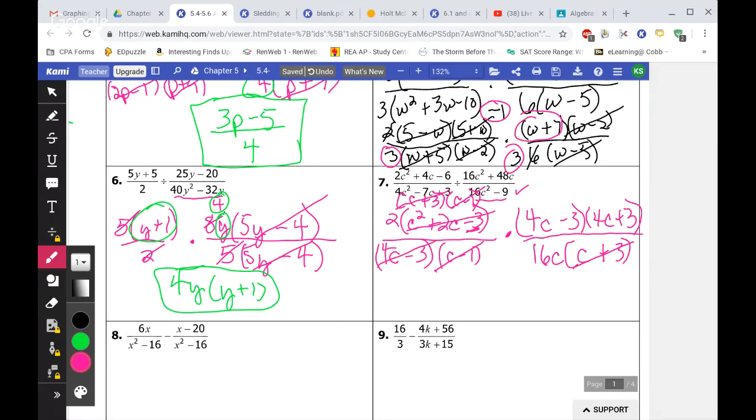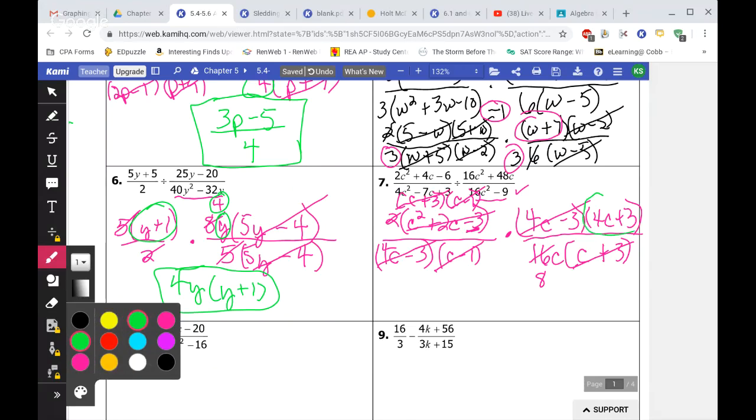Diagonally, we can cancel the 4c minus 3 with the 4c minus 3. And then we've got this 2, which cancels with the 16 and leaves us 8 at the bottom. So on the top, what we have left is 4c plus 3, and at the bottom, we have 8c. So 4c plus 3 at the top and 8c at the bottom.